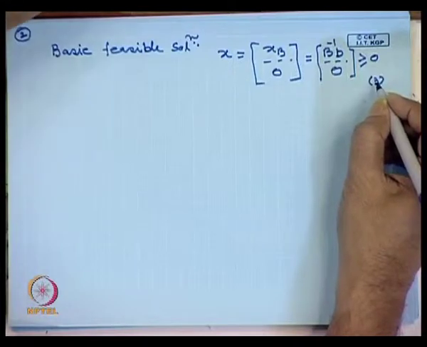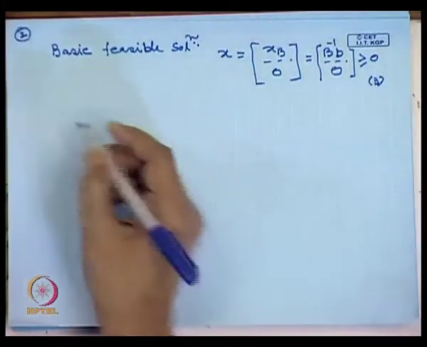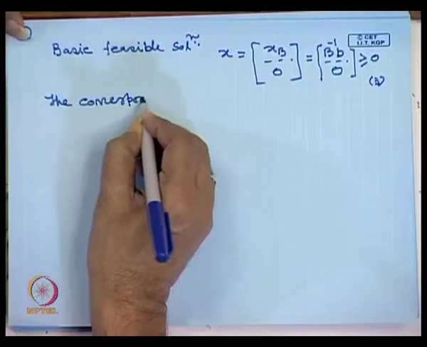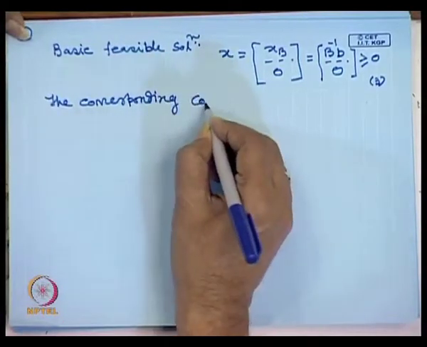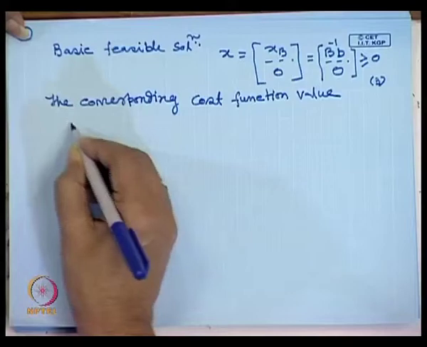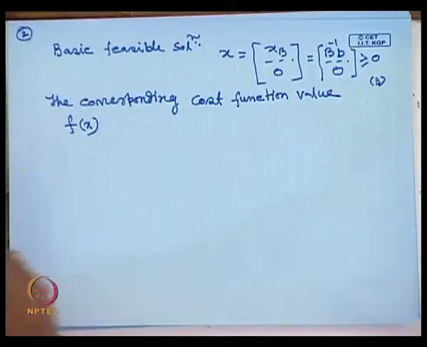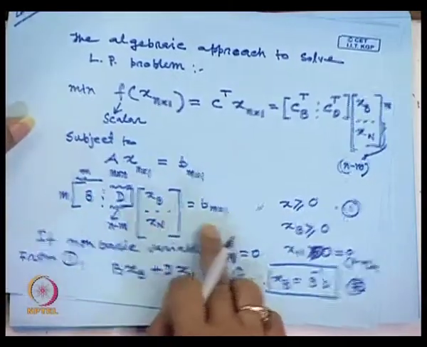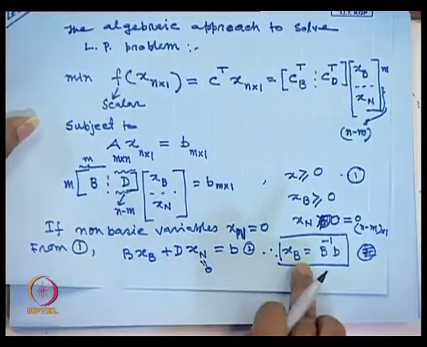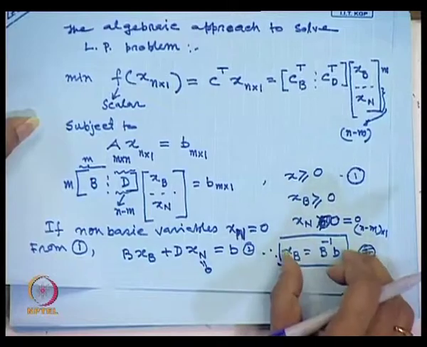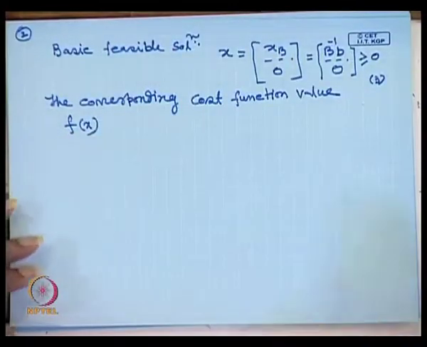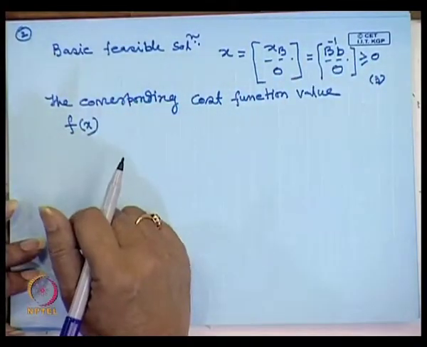So, now we can find the next question: what is the corresponding cost function value F of x? Because out of n variables, we have assigned n minus m variables as 0, and the remaining m variables' values we can get by taking the inverse of B, and those are called basic variables. So, the basic feasible solution is what we got. Then the corresponding function value we can find.